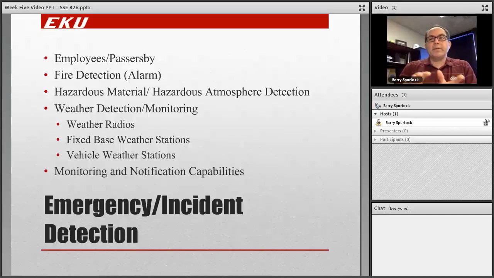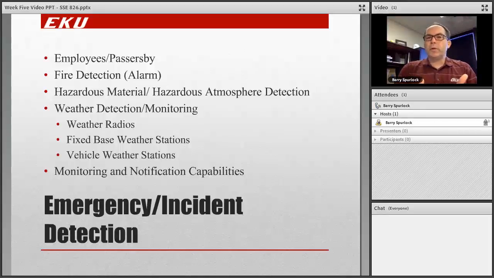Now, we can become more complex with how we detect weather-related emergencies. We may have fixed-base weather stations at a facility. I find that folks, particularly those that have hazardous materials in a facility, are always very concerned about wind direction, should we have a leak or should we have a release. They really like to know lots of things about the atmospheric conditions that are surrounding them.